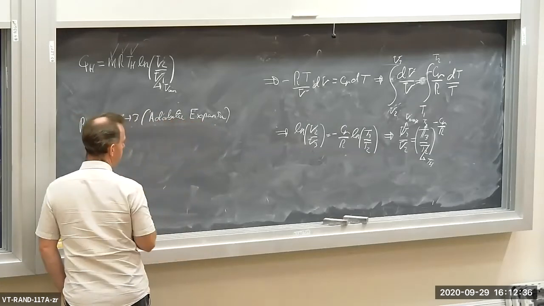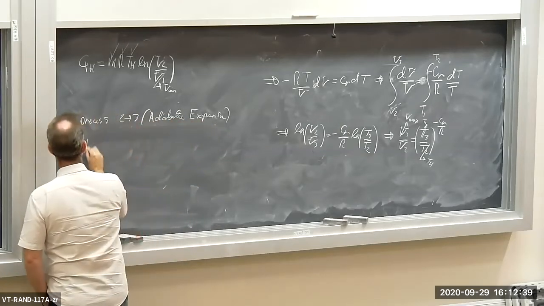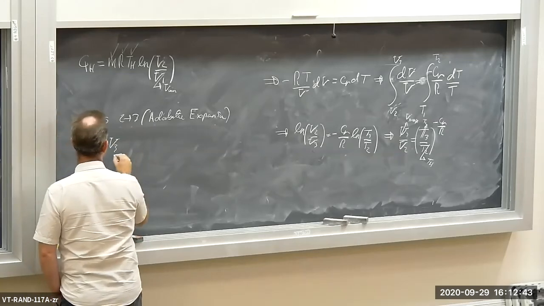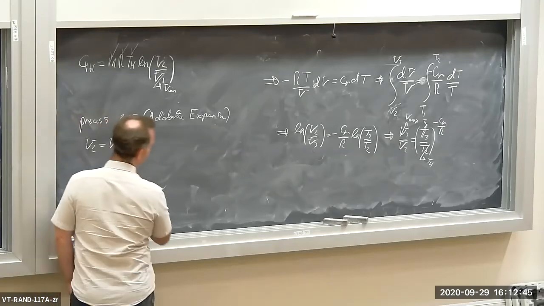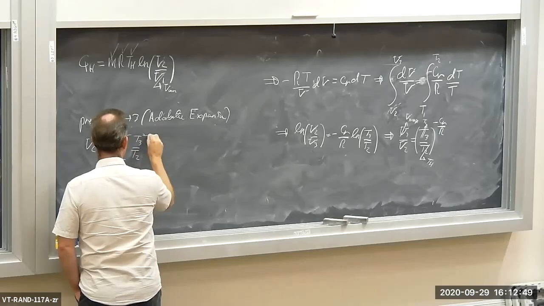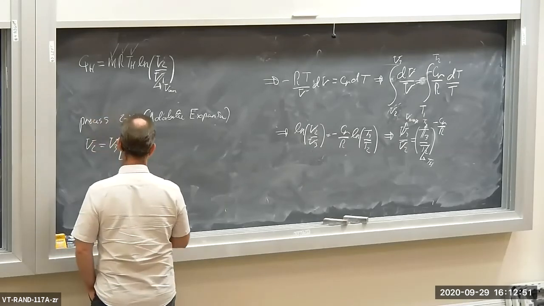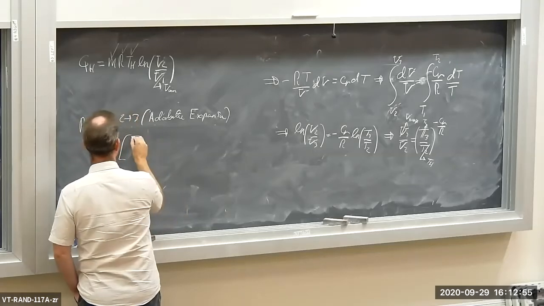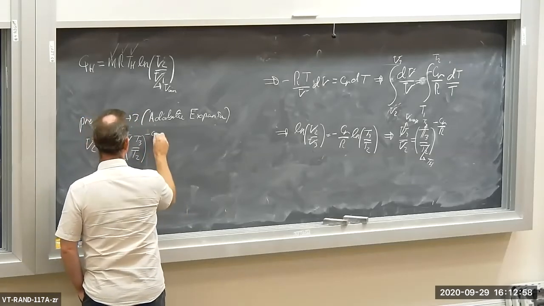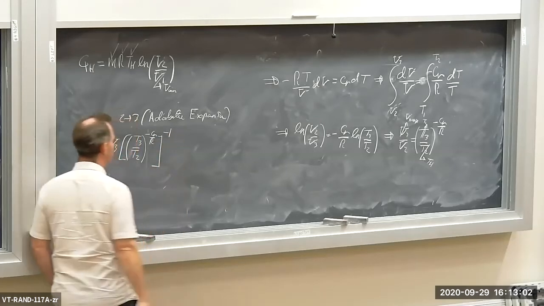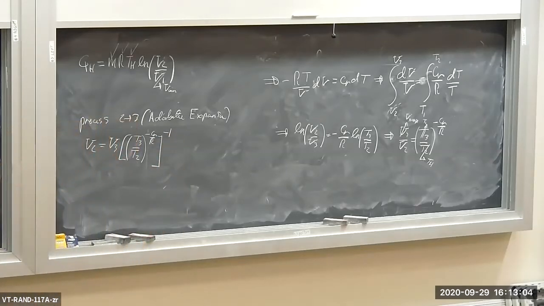So let me solve for V2. V2 is equal to V3, which I know, times (T3 over T2 minus CV over R) to the negative 1 power.